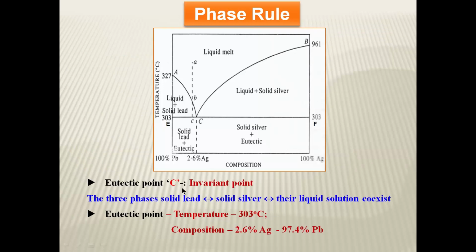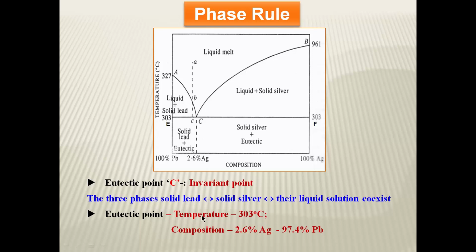So what is this eutectic point C? This is an invariant point. Why is this an invariant point? Because the three phases, that is solid lead, solid silver and their liquid solution, coexist, and when we put all these values, that is P equal to 3, in the reduced phase rule, we get degrees of freedom to be 0. The system is invariant, that is, it is well defined.